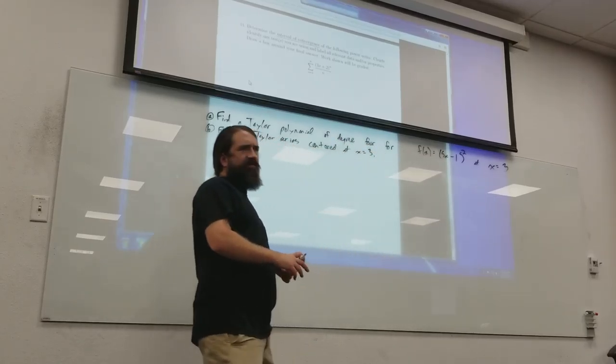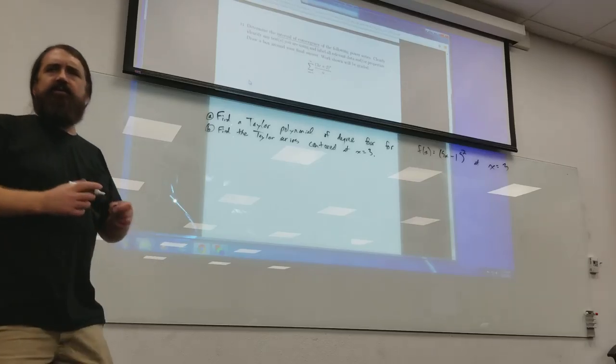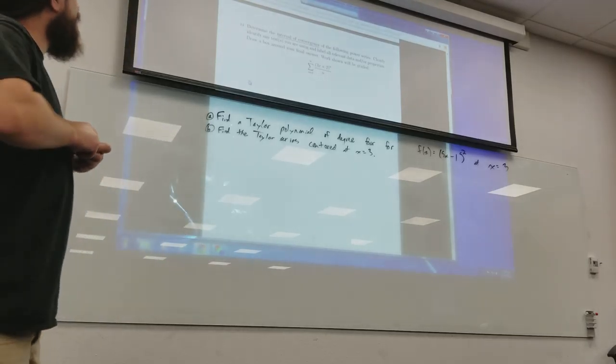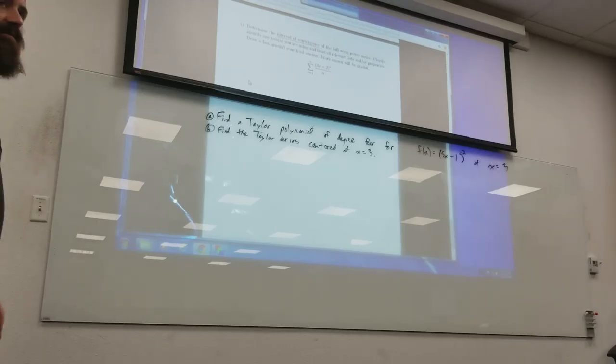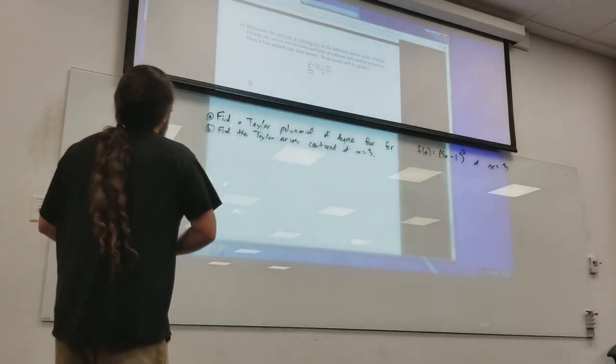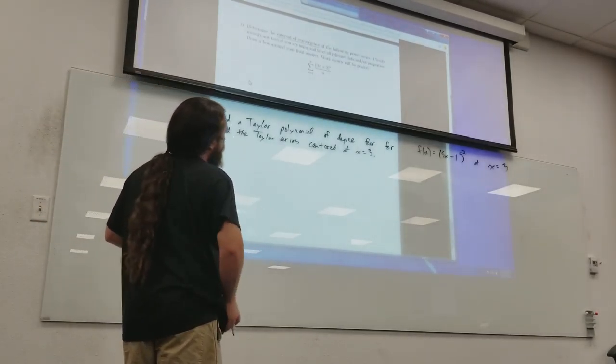I want to distinguish between these two questions. If the question is find the series, and you're asking how far out do we go, all the way, right? Because you need all infinitely many terms. That means you have to find a pattern in them and come up with a series representation for it. So let's do the first part first because we're going to have to anyway.